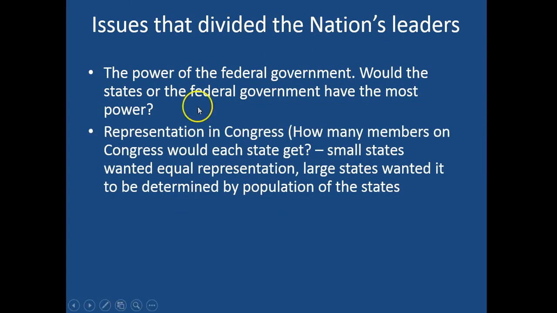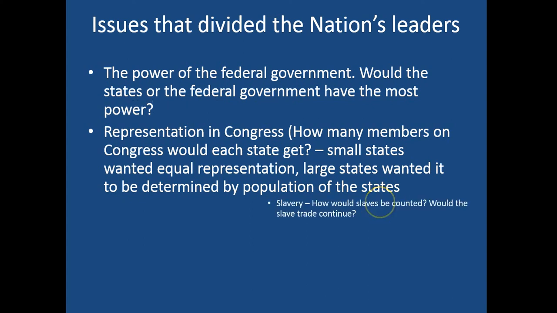The issue of representation in Congress, with how many members in Congress would each state get. Small states wanted equal representation, and large states wanted it to be determined by the population of the states. And that makes sense. If you're a small state, you want equality because you're the little guy. If you're the big states, you want more representation because you can have more power that way.